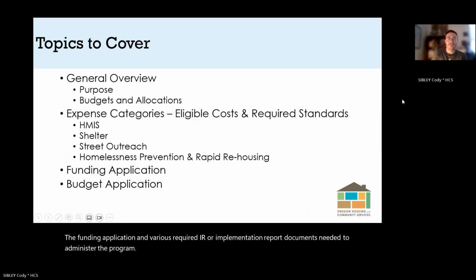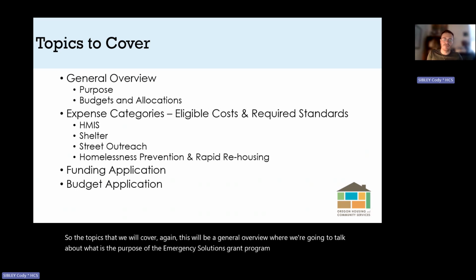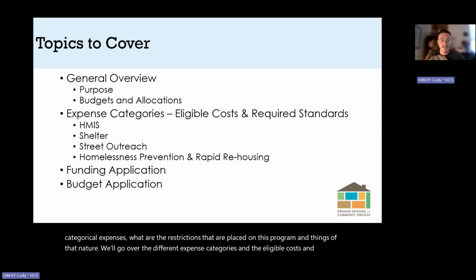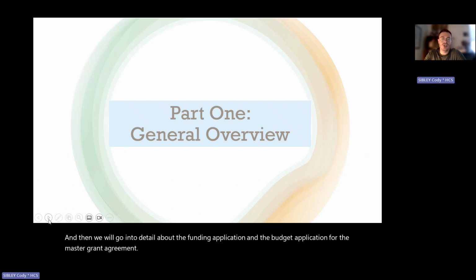So the topics that we will cover, again, this will be a general overview where we're going to talk about what is the purpose of the Emergency Solutions Grant Program? What are the different categorical expenses? What are the restrictions that are placed on this program? And things of that nature. We'll go over the different expense categories, and the eligible costs and the required minimum standards per category. And then we will go into detail about the funding application and the budget application for the master grant agreement. So part 1, general overview.